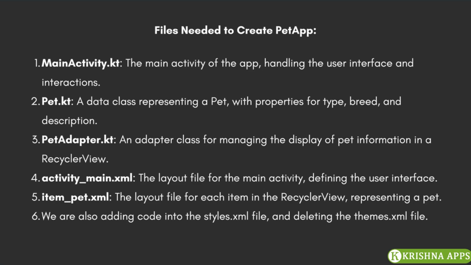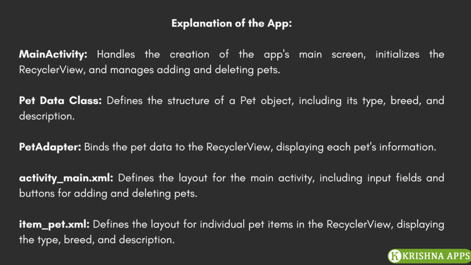Then we have two XMLs. We have the activity_main, which is the layout file for the main activity, and that defines the user interface. Then we also have the item_pet, which is the layout file for each item in the recycler view representing a pet. We're also going to add some code into the styles XML file and delete the themes XML file because they were conflicting. And this is just for simplicity's sake, okay? So we're going to go over how to create all these files and how to put the code into the files as well. And there'll be instructions in the description as well.